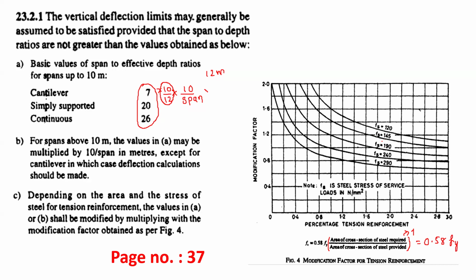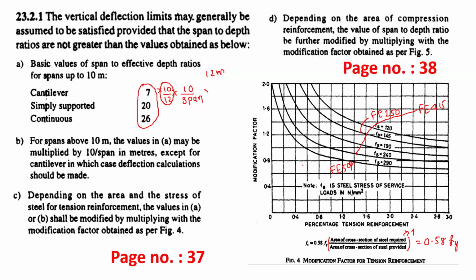So if we go with 0.58 into Fy, and if we consider 250, then we have this value 145. This curve we are going to use for Fe 250. Second, we have 415 into 0.58, which gives 240.7, so this curve we are going to use for Fe 415. And the last curve, that is 290, we are going to use for Fe 500. Likewise, we have to use these curves to get the modification factor, and by this modification factor we are going to increase the basic value of the span to effective depth ratio.